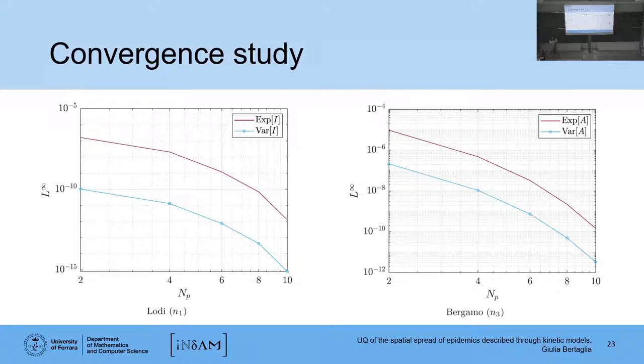the first thing I want to show is the convergence study that we have made, just to show you that the method has exactly the exponential convergence that we were expecting. This is the error in terms of L infinity, but it's the same also in terms of L2 and L1, still an exponential convergence as we increase the number of stochastic collocation points in our method. This is valid for both expectation and variance in two different cities of our network with respect to the two different infected compartments.